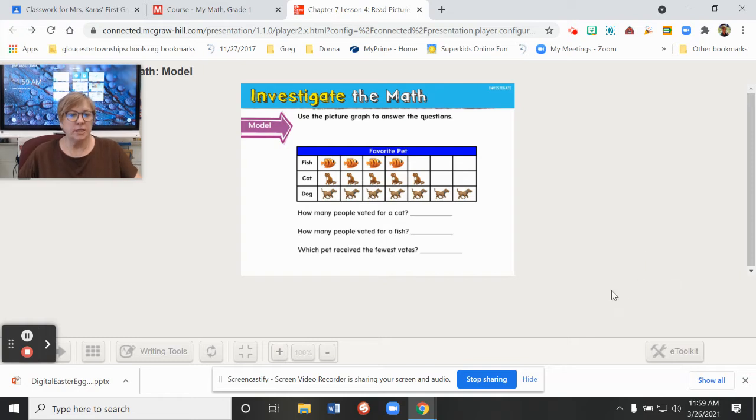Okay, well, let's ask a question here. And again, this might be where you would like to use your whiteboard. How many people voted for a cat? Write your answer down. You can even put the word cat and then write that. How many people voted for a fish? And which pet received the fewest votes? Okay, so if you are still checking the chart, you can pause and look and then come back for your answers.